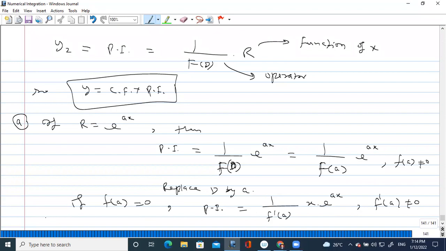Now again the question comes, if f'(a) is also 0, then you have to go further. Then the particular integral will be 1 upon f''(a). You have to double differentiate f(D) with respect to D, and here also you have to multiply with x square into e to the power ax. So this process will go on until you get the answer where f''(a) should be non-zero. So the condition is like that. Note down this.